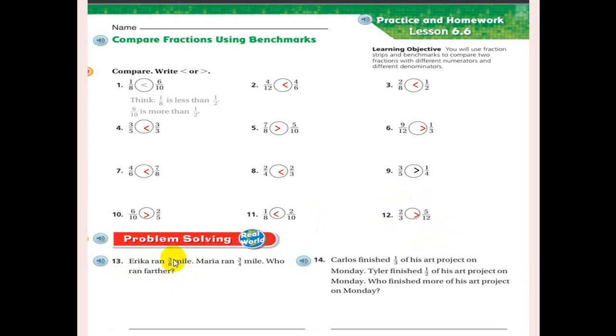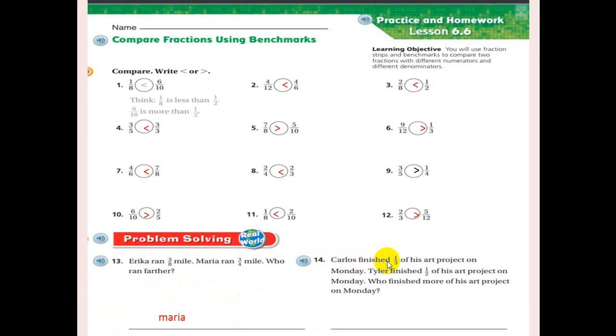Erika ran 3/8 mile. Maria ran 3/4 mile. Who ran more? Maria, 3/4. Here is before the midpoint, and here is after the midpoint.